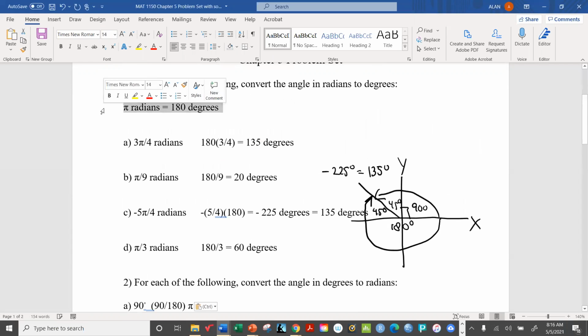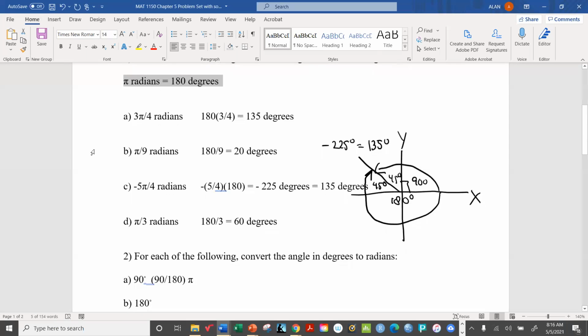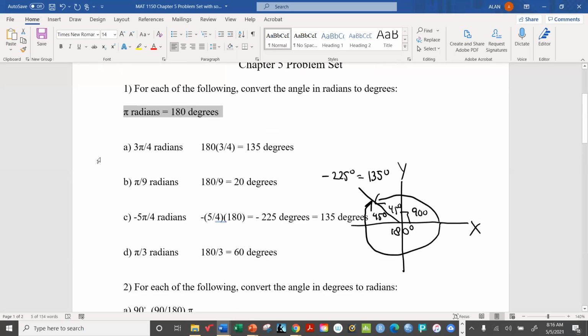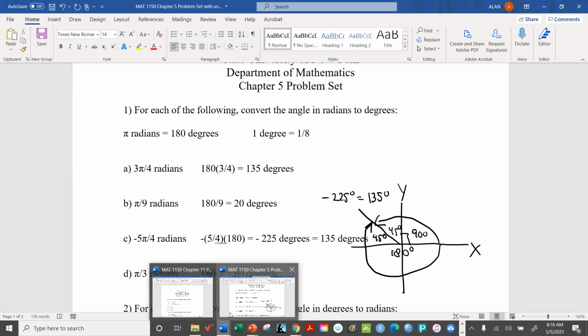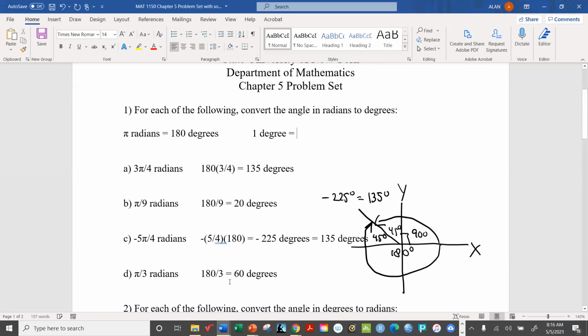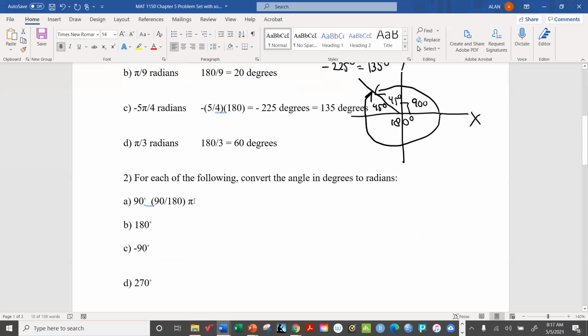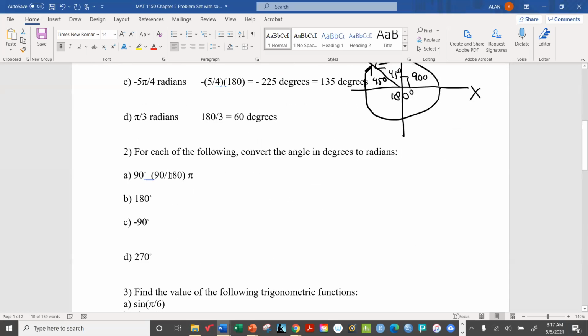All right, and this is the reason again why, because pi radians equals 180. To convert this, that means that 1 degree equals pi over 180 radians. That's the logic right here behind what we're doing. So therefore, what I'm actually doing here is multiplying this by pi over 180.